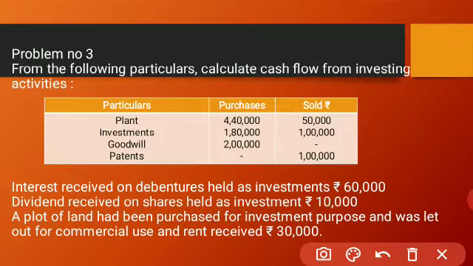So we have done with all the information now. Plant purchased, purchase is deducted, whereas sale 50,000 has to be added. Again investment 1,80,000 has to be deducted, again 1 lakh has to be added. Goodwill purchased, so we have to minus. Patent sold, we have to add. Again interest received we have to add. Again dividend received 10,000 we have to add. Again rent received we have to add 30,000 rupees. So we have done with all the information.